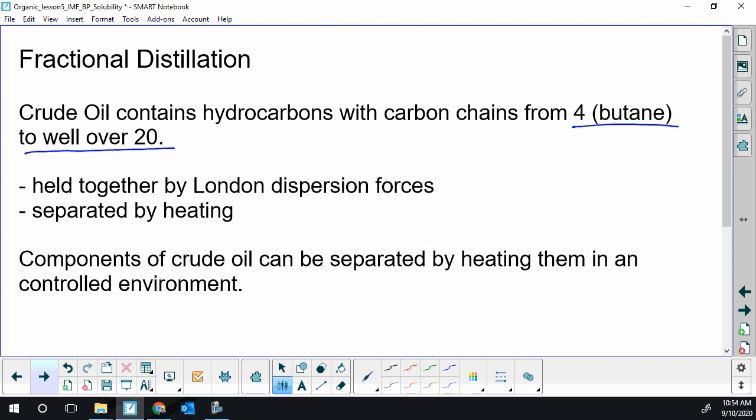Okay. All of these oil products are just held by London dispersion forces. So their boiling points are nicely separated: the longer the oil product gets, the higher its boiling point. And that's the property we're going to use. We're going to use heating and their boiling points to separate all of these hydrocarbons out so we can sell them to different customers.